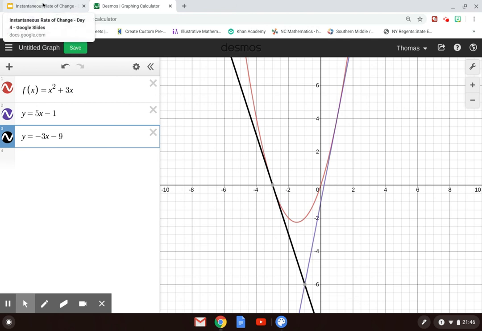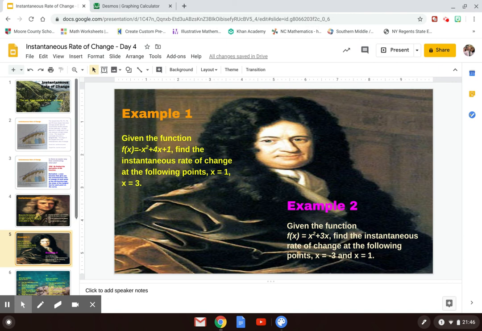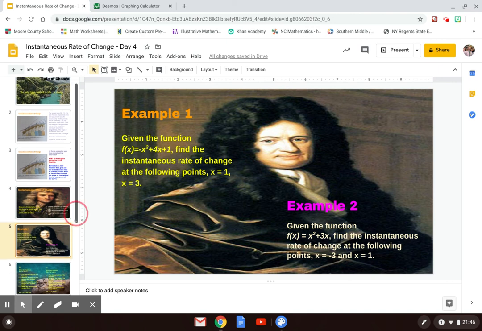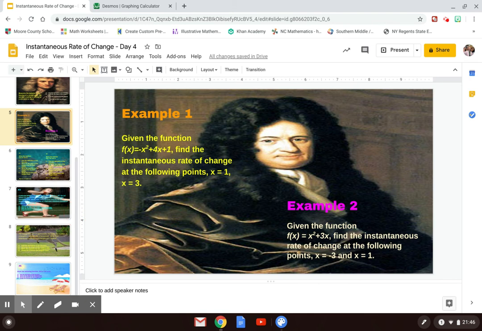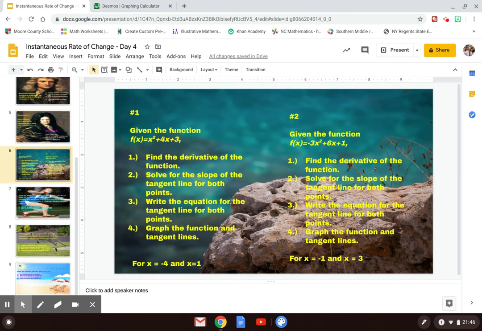So what you have for today, and actually I'm going to make this due tomorrow since this is a little bit more work than we normally do. So there's 5 problems for you to do where you're going to be finding the derivative of the function, doing the 4 steps that we've just been doing, solving for the slope of the tangent line for both points, writing the equation of the tangent line, and then graphing the function and the tangent lines.